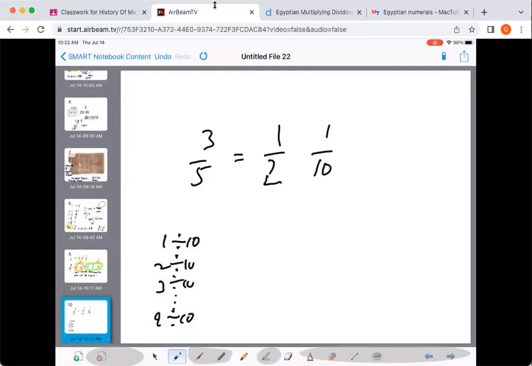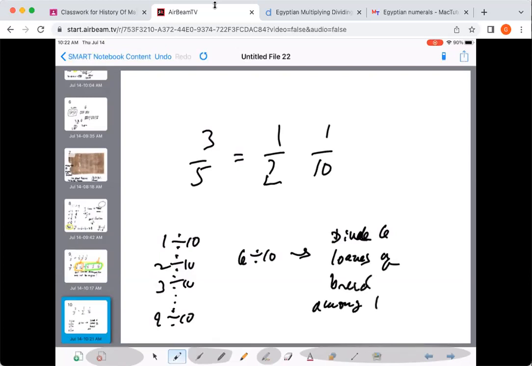For 6 divided by 10, the question was, divide 6 loaves of bread among 10 men. That's what they said. They didn't say 10 people, but of course women can get pieces of bread nowadays. So 6 divided by 10, and they would write the answer as 1/2, 1/10. They didn't have 3/5. Let's see why that might be good.